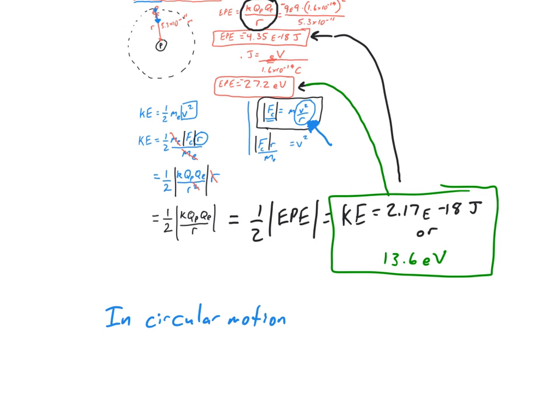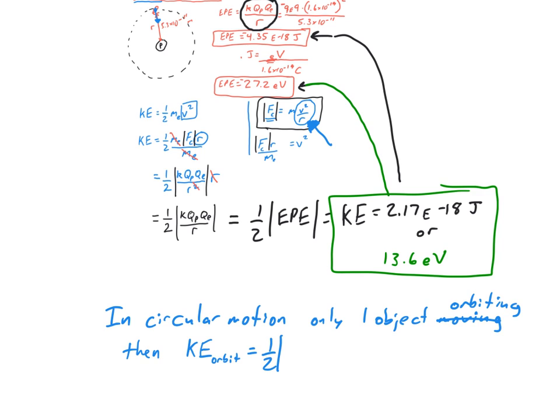Where only one object is moving, the center one is stationary, I call that orbiting in circular motion. Then the kinetic energy of the one in orbit is equal to 1/2 of the magnitude of the potential energy in that system of the pair.